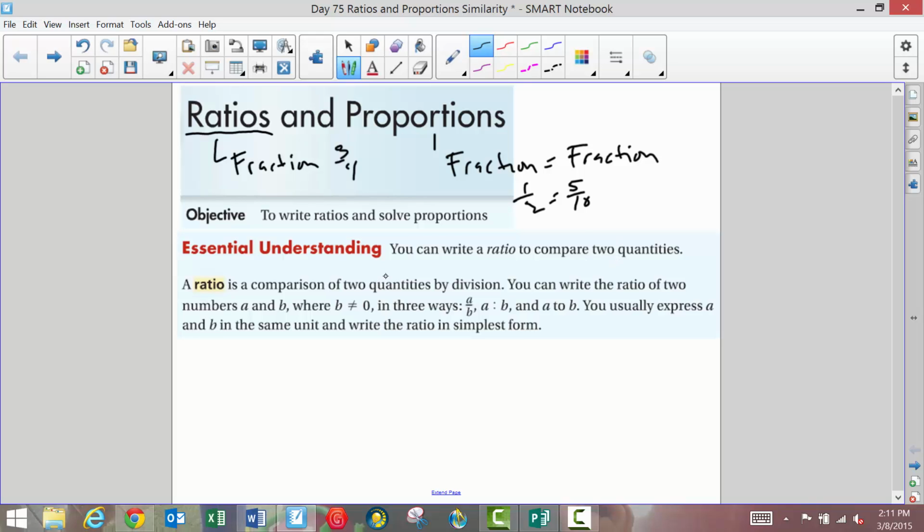There's three ways you can write a ratio. You can write it as a fraction, you can write it with colons, or you can write it saying A to B.